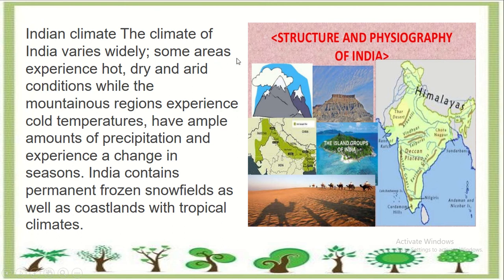So, the climate of India varies widely. Some areas experience hot, dry and arid conditions, while the mountainous regions experience cold temperatures, have ample amounts of precipitation and experience a change in seasons. India contains permanent frozen snowfields as well as coastlands with tropical climates. So, dear learners, it is because of a difference in her axis, oceanic distance, streams of air, etc. And India is situated in the monsoon region. So, consequently, her temperature, rainfall, moisture, etc. entirely depend on the flow of monsoon.